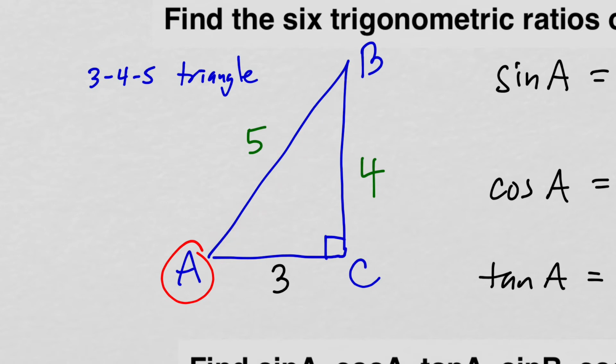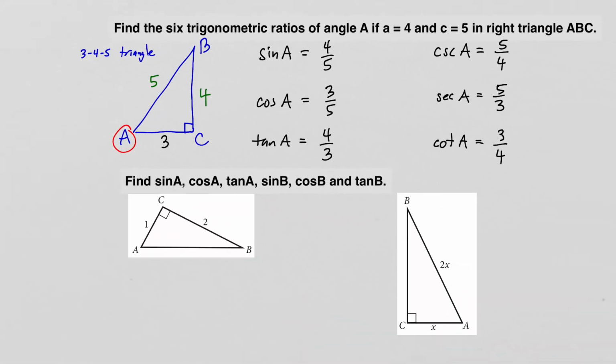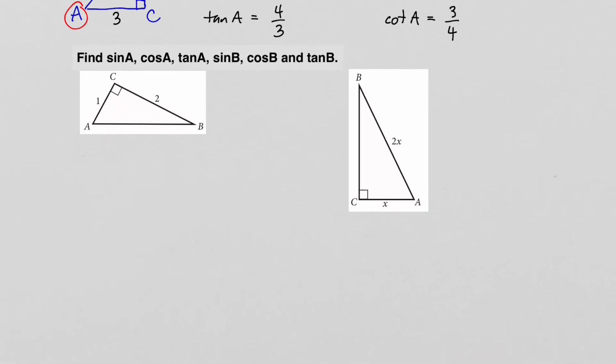So anytime you know two sides of a 3-4-5 triangle, you can always find the third side by simply memorizing the fact that we have a 3-4-5 right triangle. Now, one key thing to remember here is that 5 has to be the hypotenuse in this case. All right, let's take a look at another example.